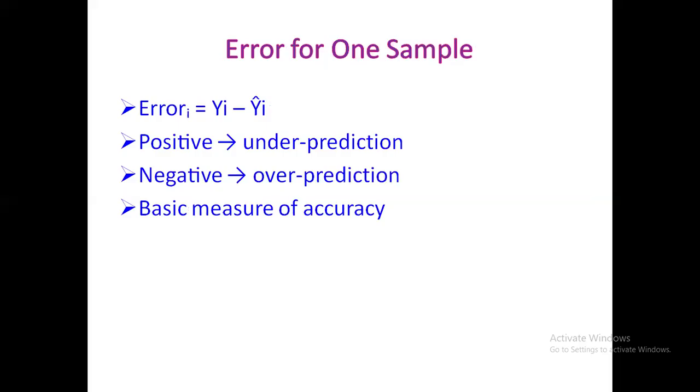Next, error for one sample. If you are taking one sample, any single point, the basic error is calculated as the difference between the actual value yi and the predicted value yi hat. The error, written as yi minus yi hat, represents how far off the model's prediction is. A positive error means the model predicted too low, while a negative error means it predicted too high. This simple difference forms the foundation for more advanced loss calculations used to evaluate overall model performance.